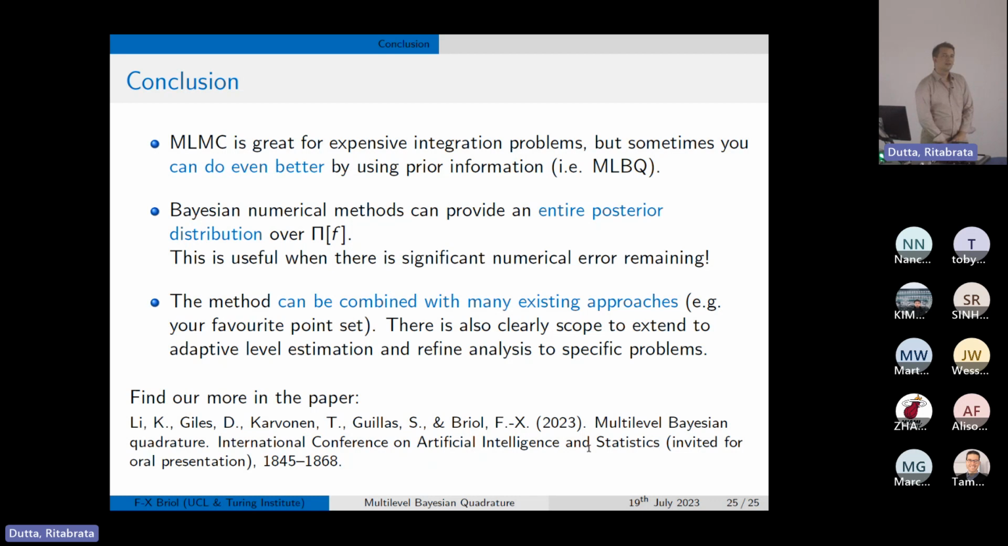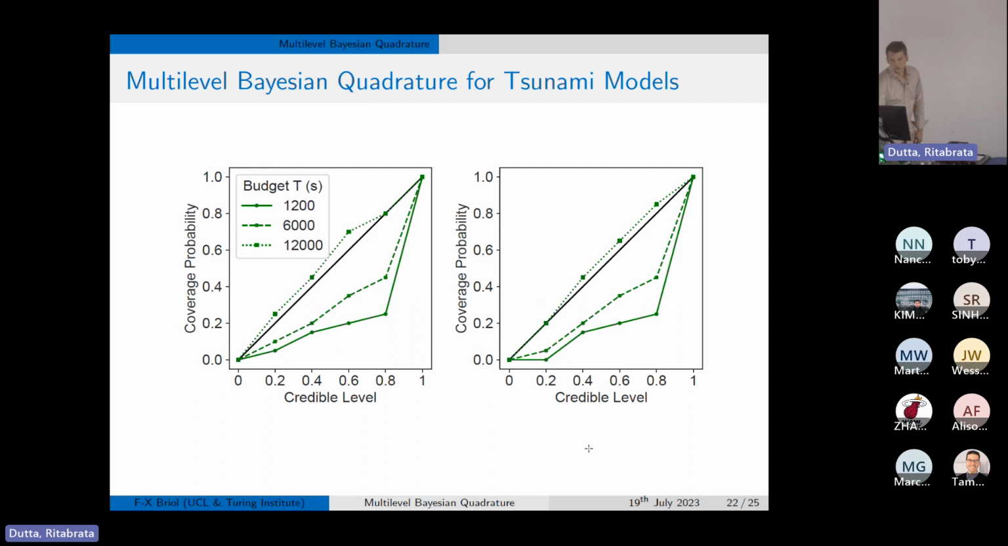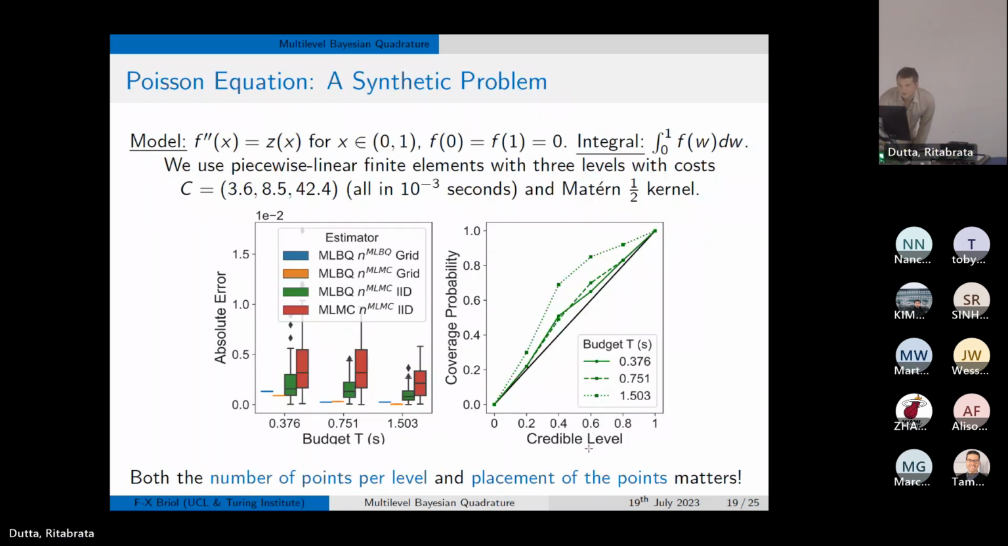Thanks for the nice talk. What was the regularity of Z in your toy example? I think it was very low. Did I put it on the slide? You didn't. I cannot remember, but it was very low. Okay. So probably some Brownian motion or something like that. I believe so. Yes. Okay.